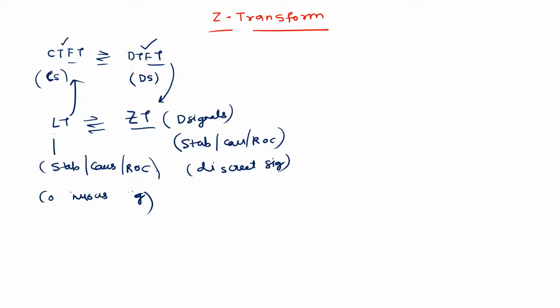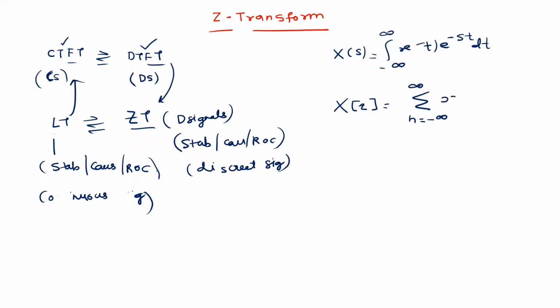So let's see the formula for the Z transform. I think you know the Laplace transform: X of s equals the integral from minus infinity to infinity of x of t e power minus st dt. Simple. Similarly, capital X of z is equal to the summation from n equal to minus infinity to infinity of x of n, multiplied with the complex variable z power minus n. That's it. Here z is a complex variable. This formula is very important, remember this one.